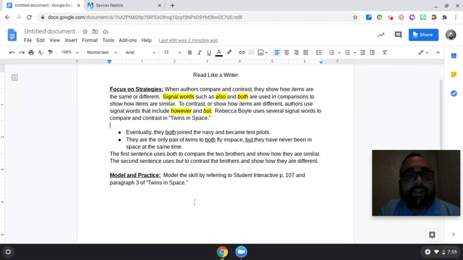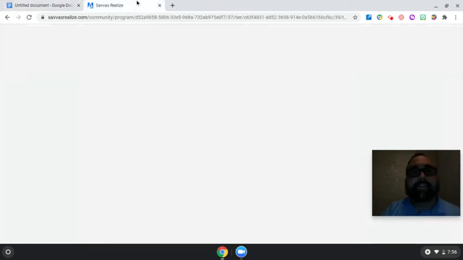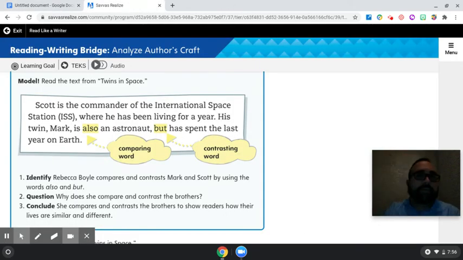So, what we're going to do today for your practice, and I'm going to model some of it, you will model the skill by referring to Student Interactive page 107 and paragraph 3 of Twins in Space. So, what you will find is this assignment. You will analyze the author's craft, reading, writing, bridge. Okay?